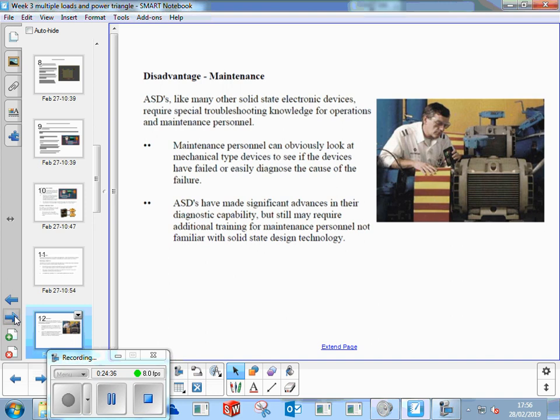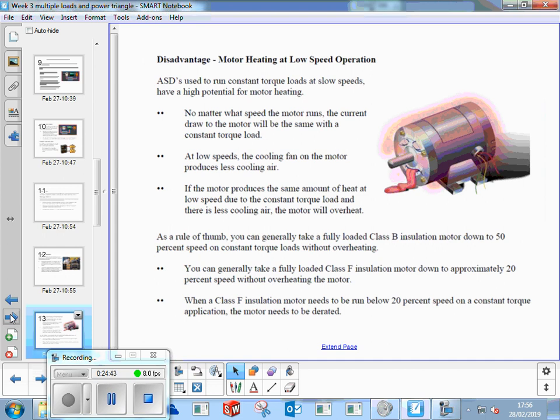Okay, the next one is one of the main disadvantages here: motor heating at low speed. Most of your induction motors are fan cooled, so a fan on the back blows air over the fins of the motor to keep it cool. No matter what speed the motor runs, we've already said we can keep the torque constant, we keep the voltage frequency ratio the same, so that the current's the same. So we're going to get the same amount of heating from the current flowing through the motor at half speed as we do at full speed.